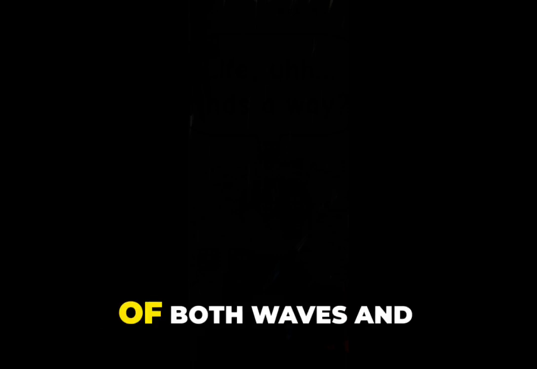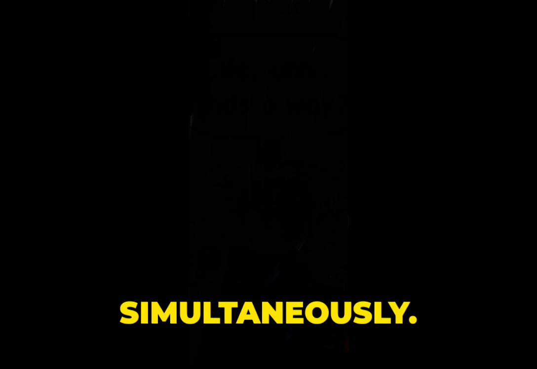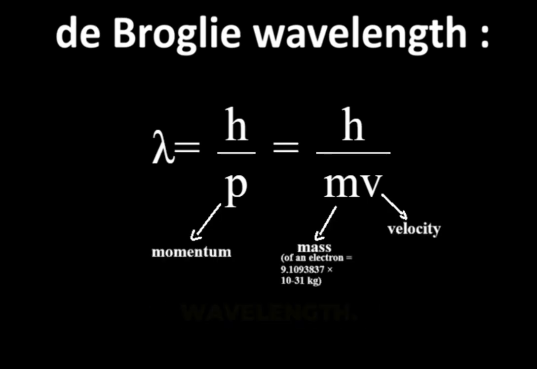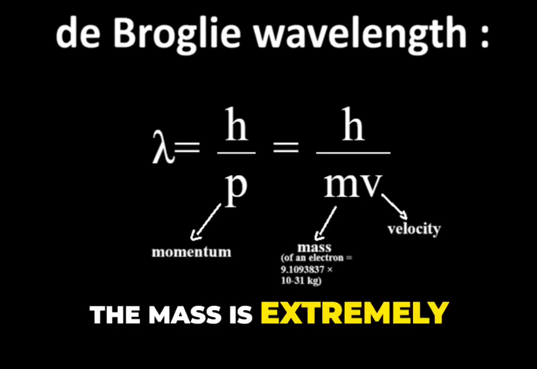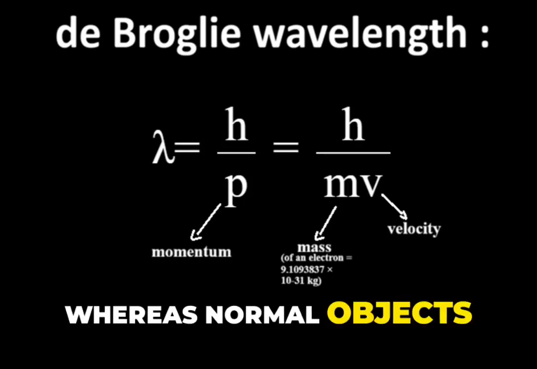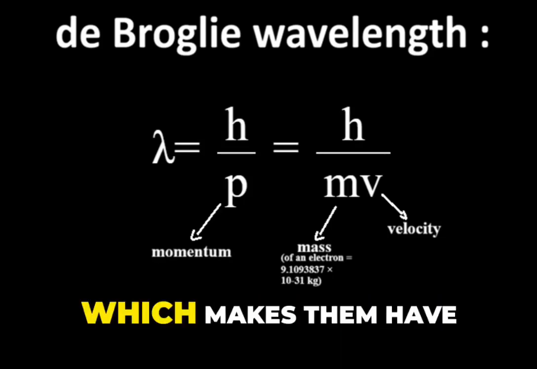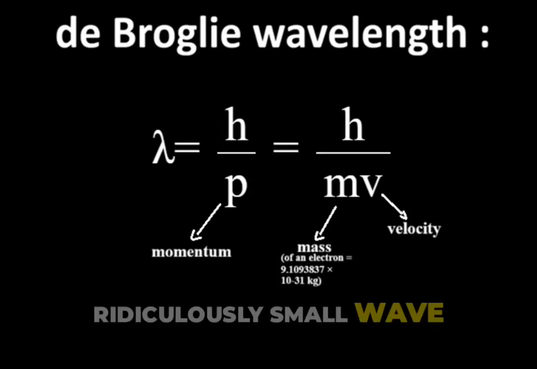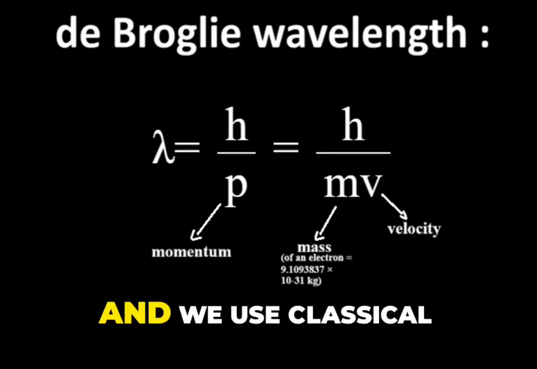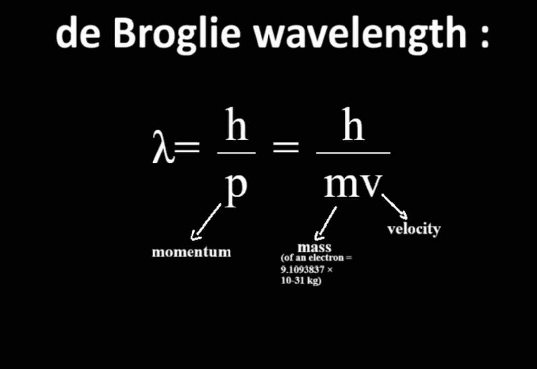This can be explained using wave-particle duality, wherein a fundamental particle can exhibit properties of both waves and particles simultaneously. The wave nature determines how delocalized a particle is. The wave nature is given by the de Broglie wavelength. For an electron, the mass is extremely small, which gives it a significant wavelength, whereas normal objects have much larger masses, which makes them have ridiculously small wave natures. So quantum mechanical effects can be ignored for these particles, and we use classical approximations.